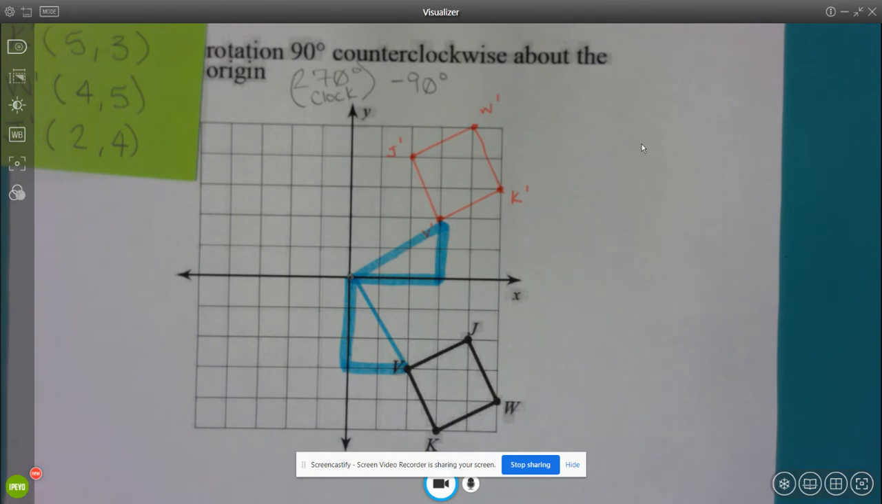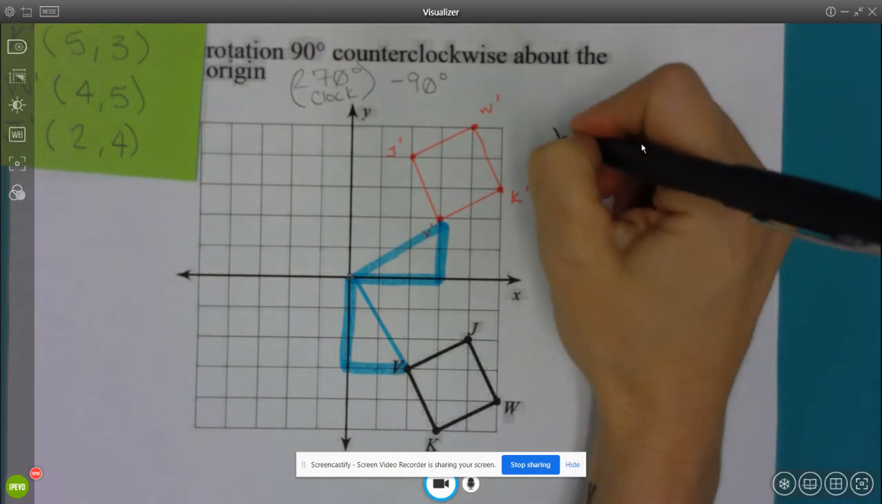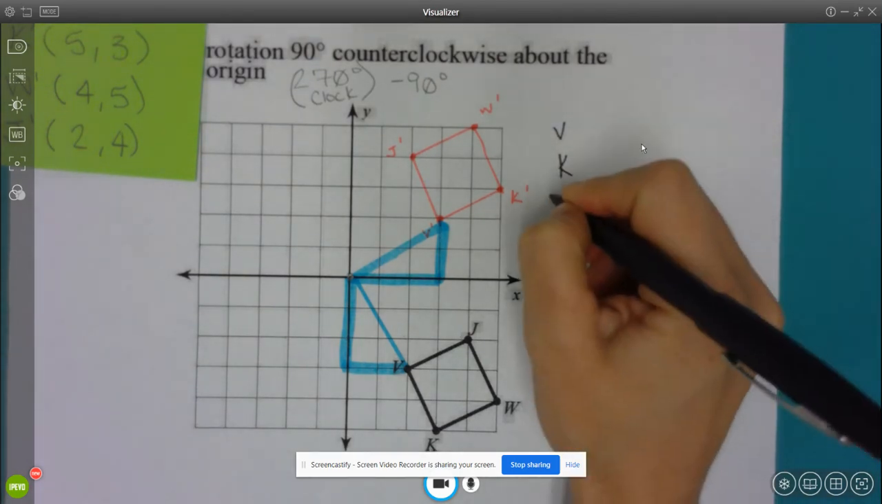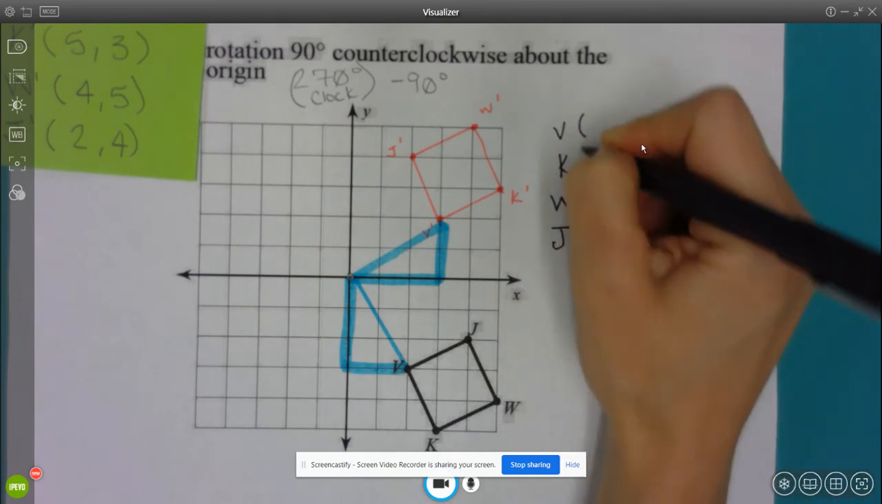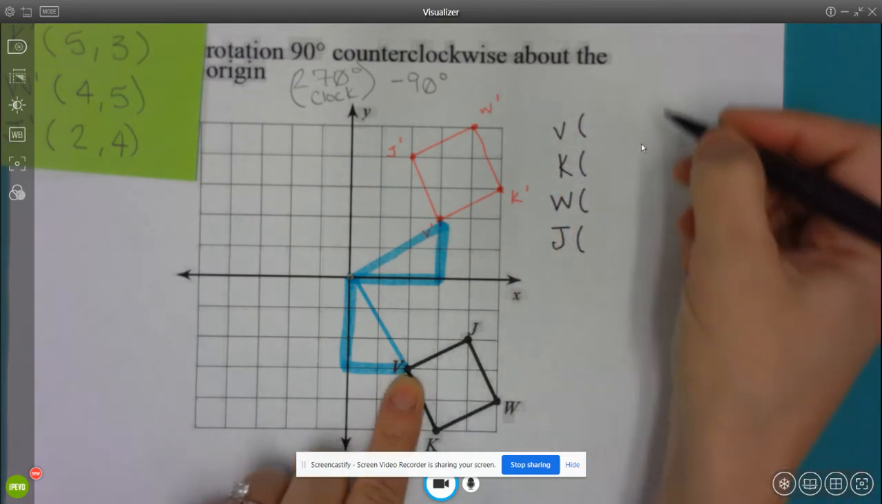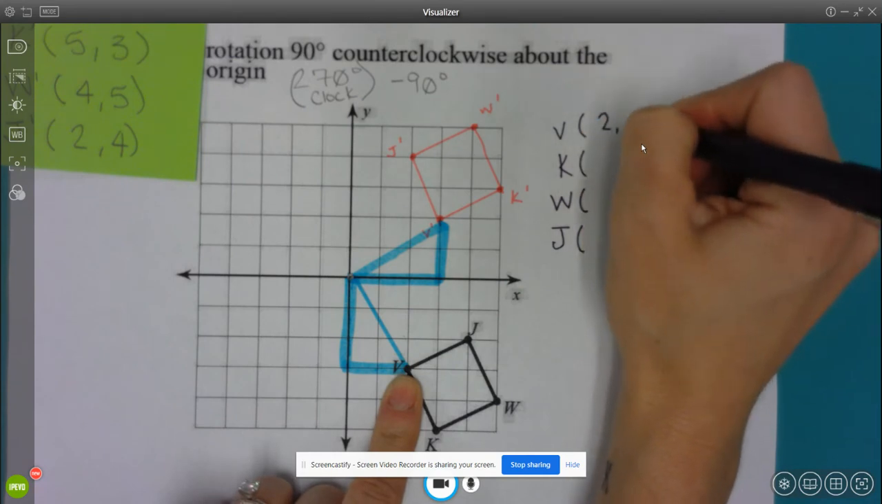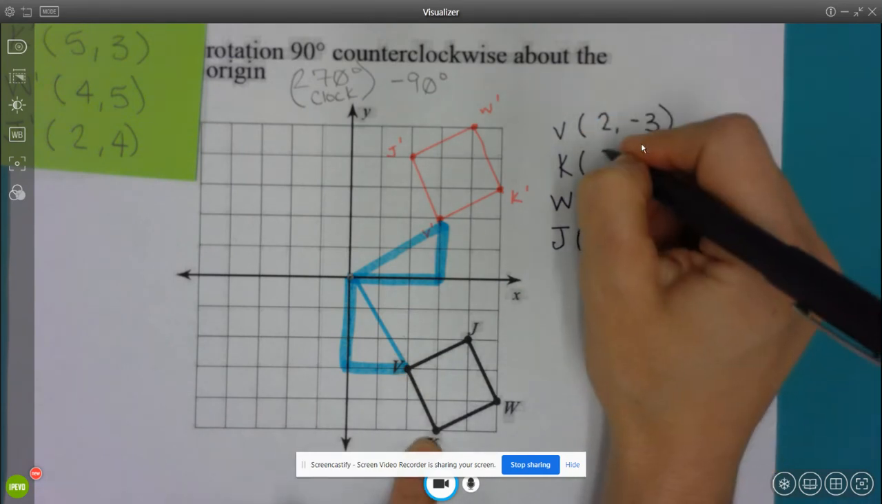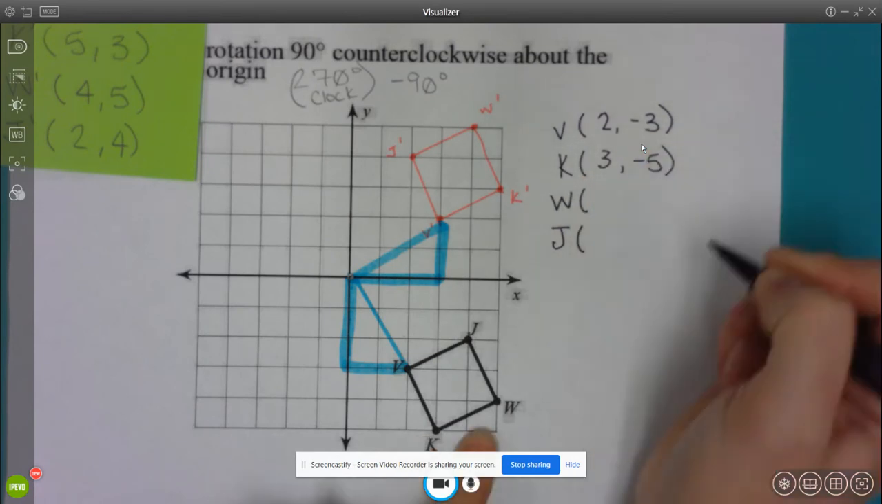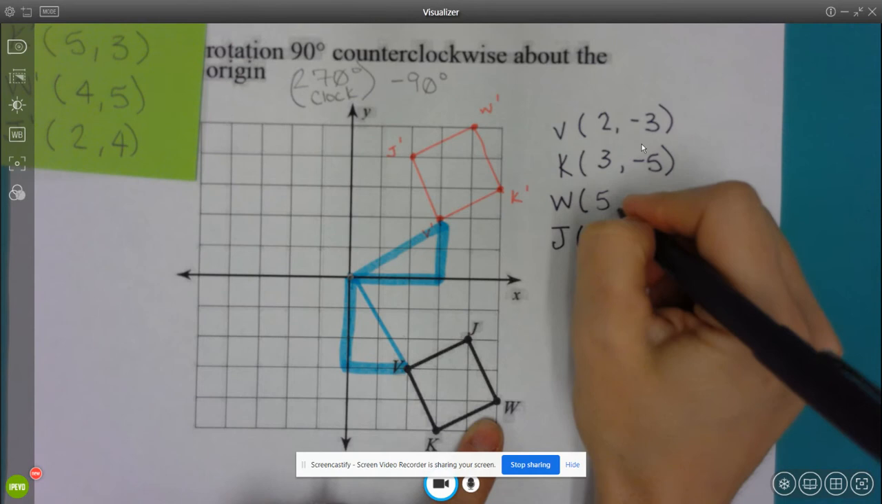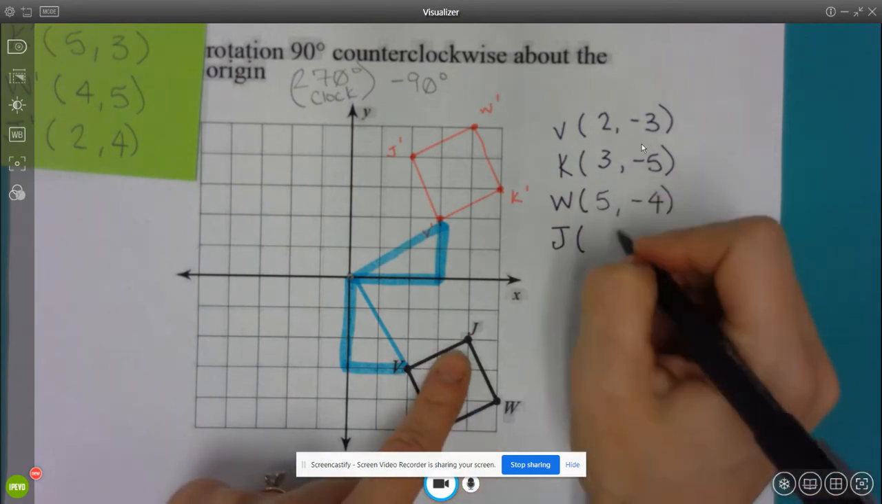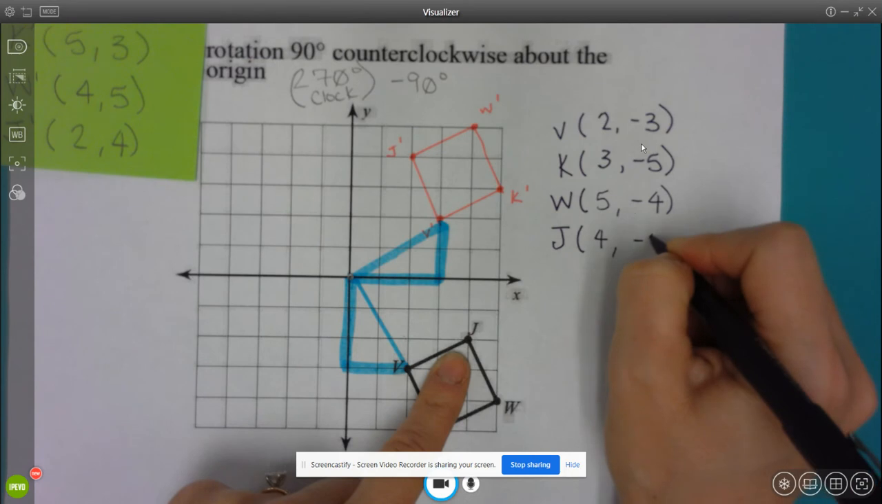So now, as we did in translations and reflections, we're going to look at our coordinates and try to write a rule for this 90-degree counterclockwise turn. So V, K, W, and J. Currently V is at 2, -3. K is at 3, -5. W is at 5, -4. And J was at 4, -2.